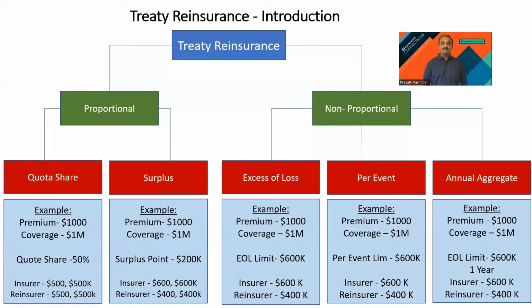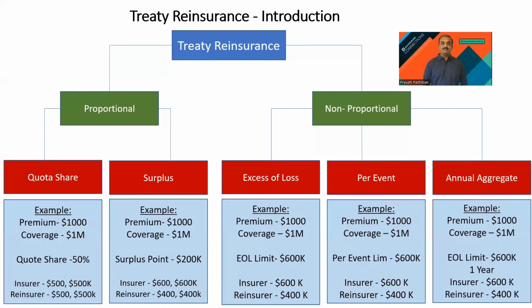The second category is per event. The per event is also similar to excess of loss. The only catch here is that the entire formula or categorization is based on per event. Whatever happens for that particular loss will be shared accordingly. In this example, similarly, we have a premium of $1,000, coverage of 1 million, and a per event limit of 600K. So whatever happens, the insurer will cover this 600K and the remaining will be covered by the reinsurance company. This is going to be defined for every event. For event number 2, they will have a separate split-up.